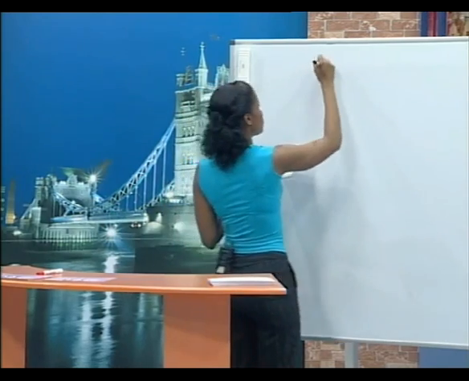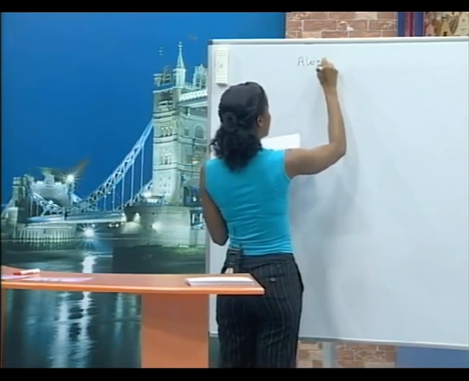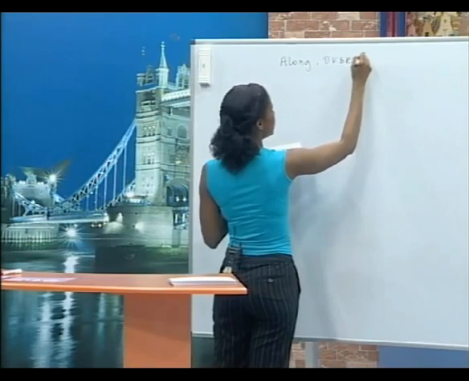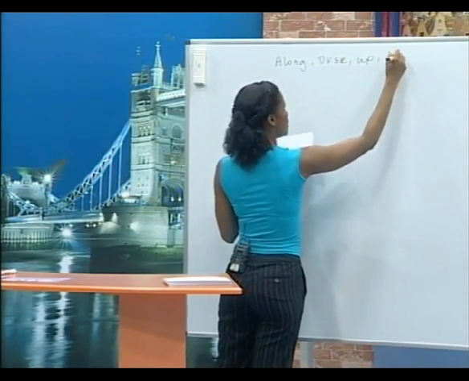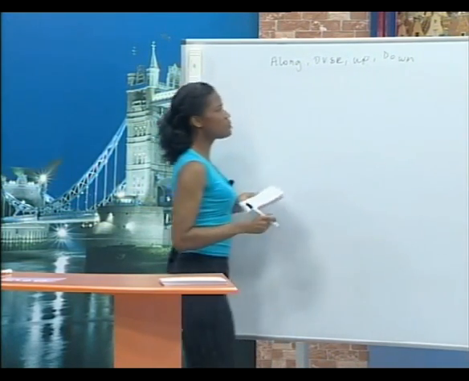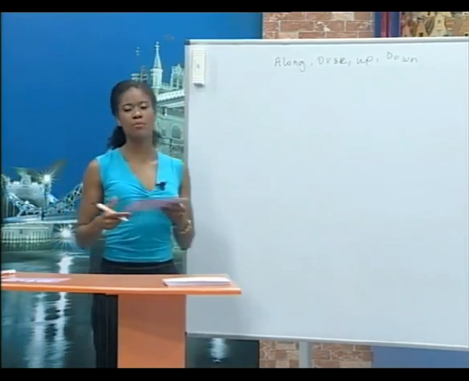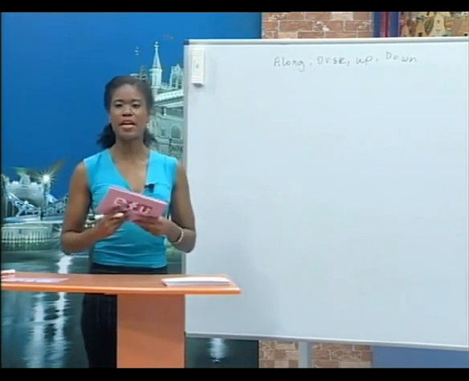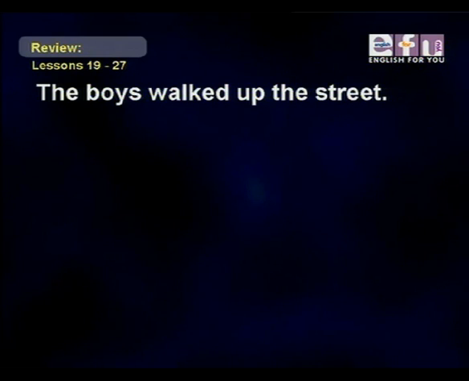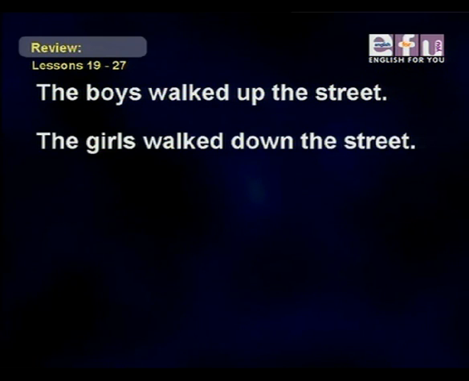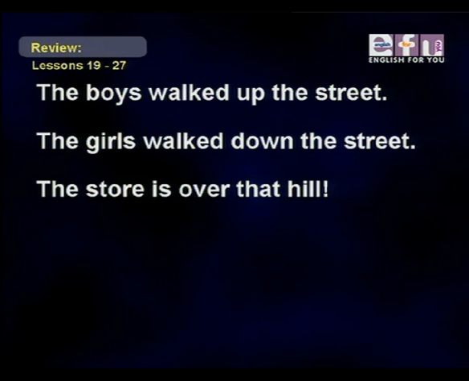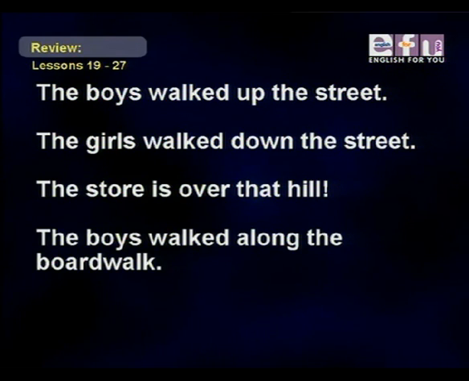Now, along, over, up, and down are prepositions used to show movement. Let's look at some examples. The boys walked up the street. Next, the girls walked down the street. The store is over that hill. The boys walked along the boardwalk.